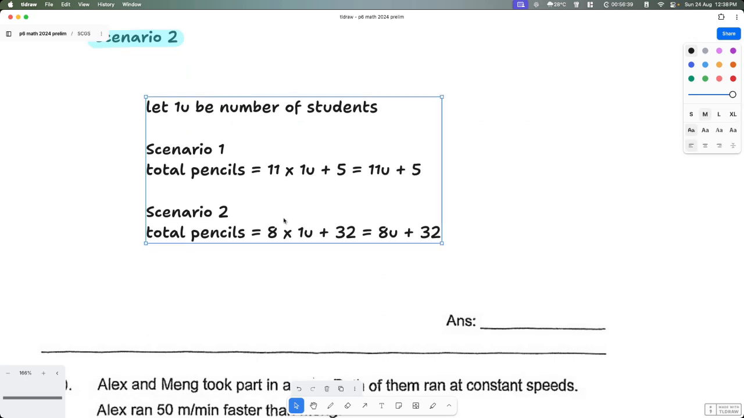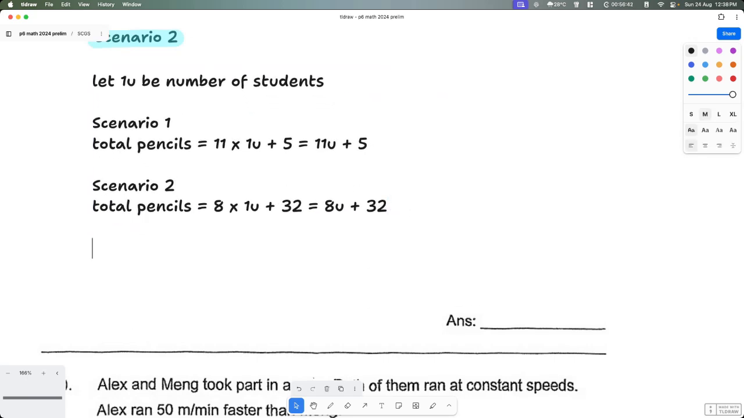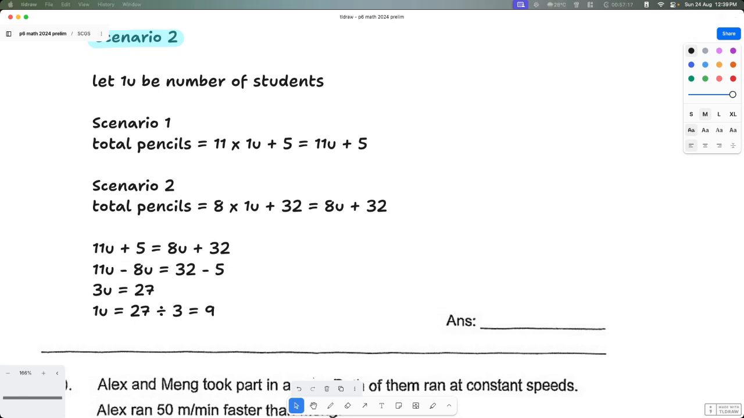Okay, how many pencils did she have altogether? So 11 units plus 5 equal to 8 units plus 32. So we minus, so this will be 11 units minus 8 units equal to 32 minus 5. Sorry, not plus, minus 5. Then this will be 3 units equal to 27. So 1 unit is equal to 27 divided by 3. This will become 9.